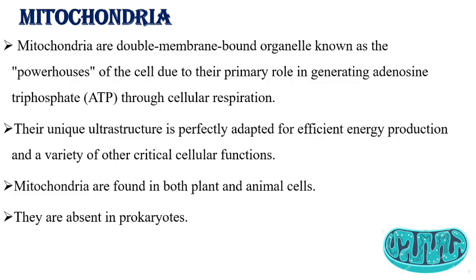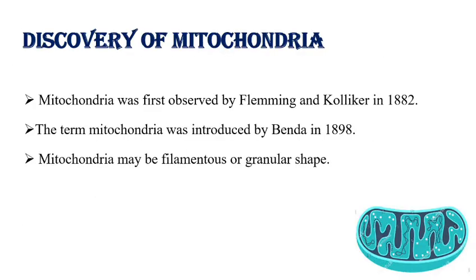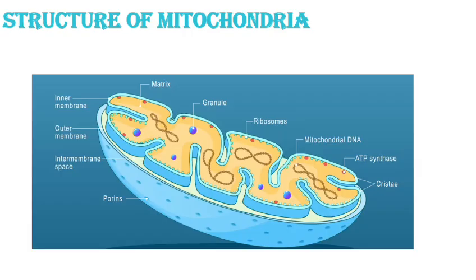Their unique ultrastructure is perfectly adapted for efficient energy production and a variety of other critical cellular functions. Mitochondria are found in both plant and animal cells, absent in prokaryotes. Discovery of mitochondria. Mitochondria were first observed by Fleming and Kolliker in the year 1882. The term mitochondria was introduced by Benda in the year 1898. Mitochondria may be filamentous or granular in shape.